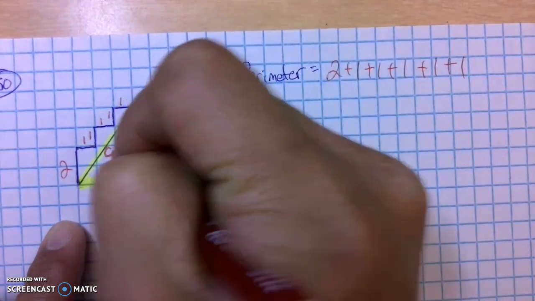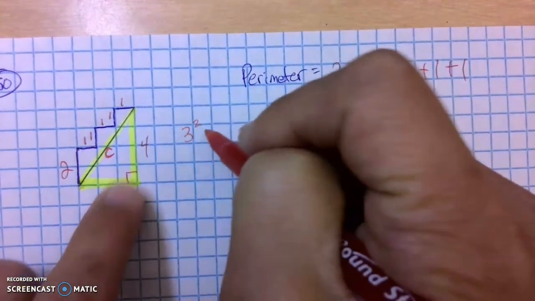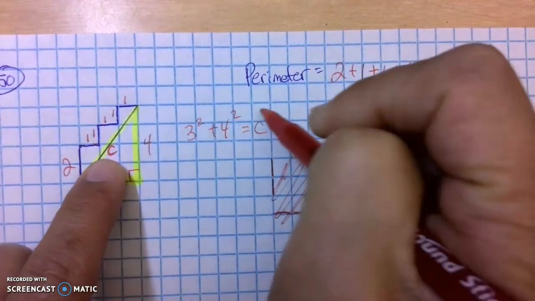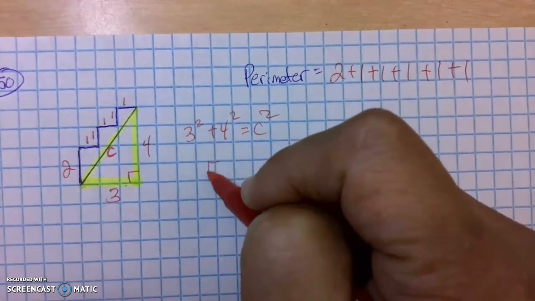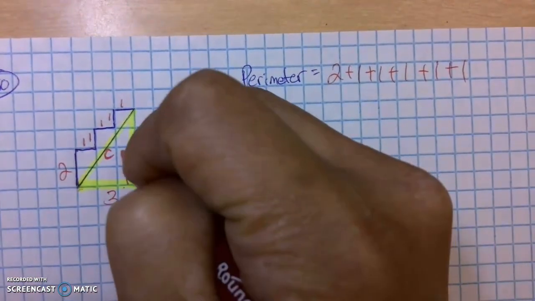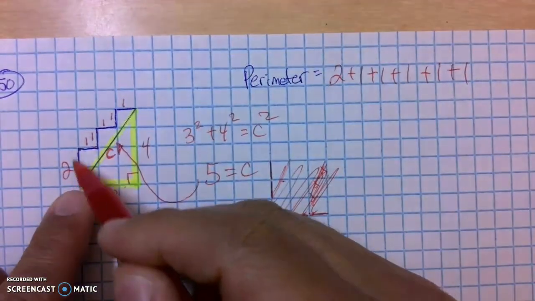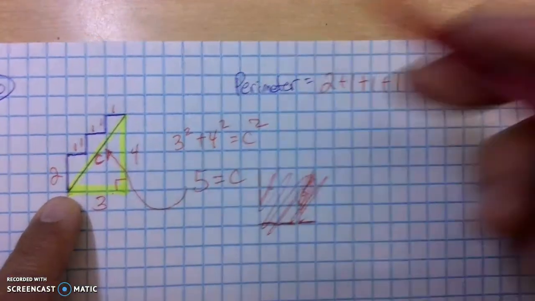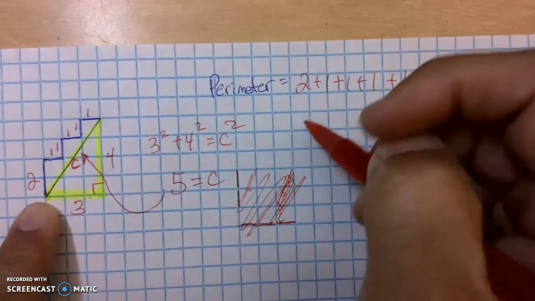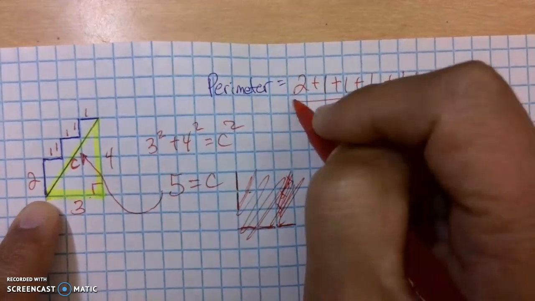So this is the c, and I will go a squared plus b squared is equal to c squared. To save us time, the answer is 5. So this side length here is 5. So now going back, 2 plus 1 plus 1 plus 1 plus 1 plus 1 plus 5. And this answer should be, perimeter is 12.